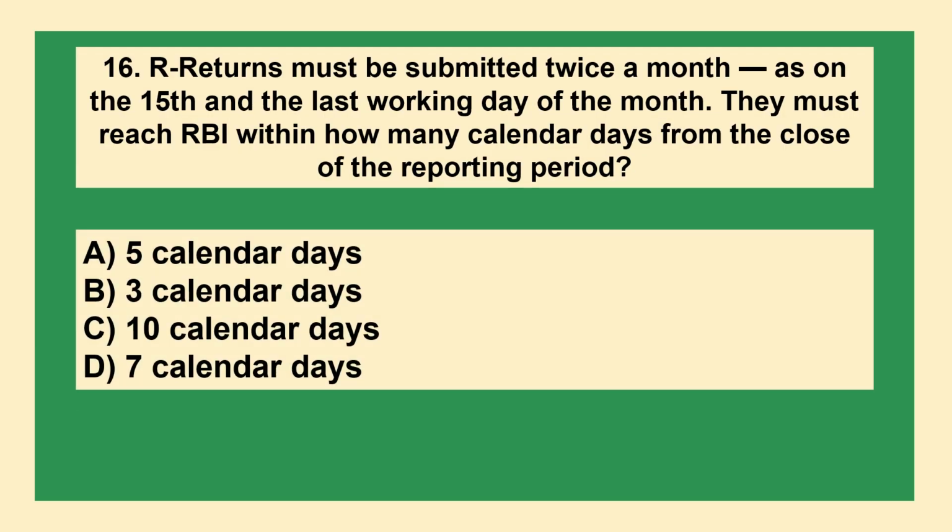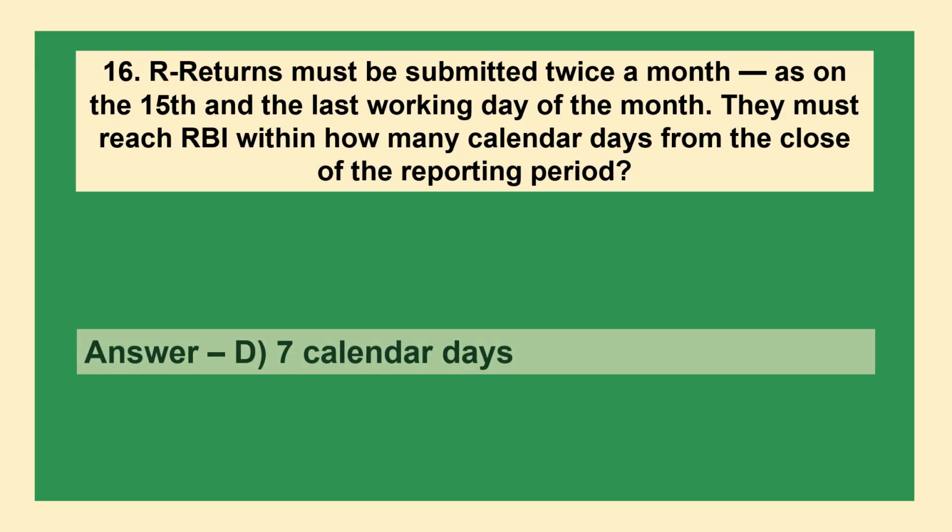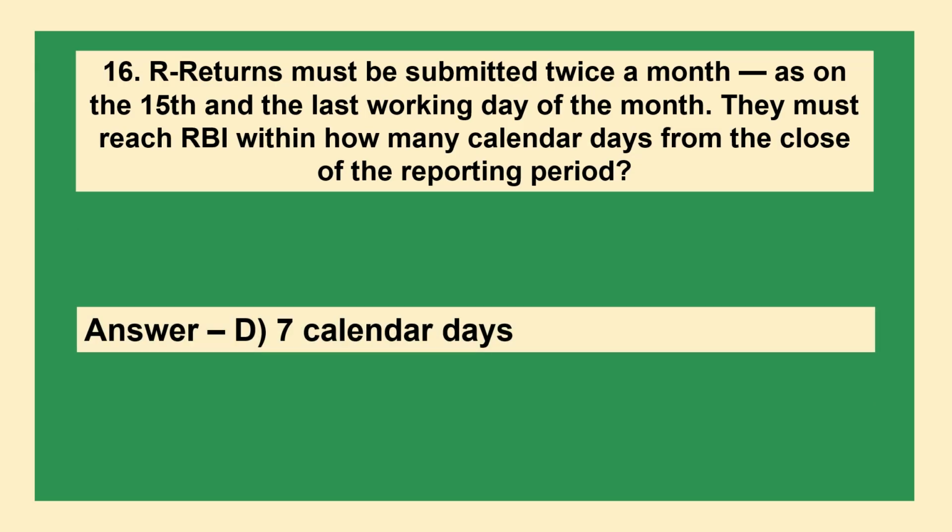R returns must be submitted twice a month, as on the 15th and the last working day of the month. They must reach RBI within how many calendar days from the close of the reporting period? Option A, 5 calendar days; B, 3 calendar days; C, 10 calendar days; D, 7 calendar days. The answer is option D, 7 calendar days.